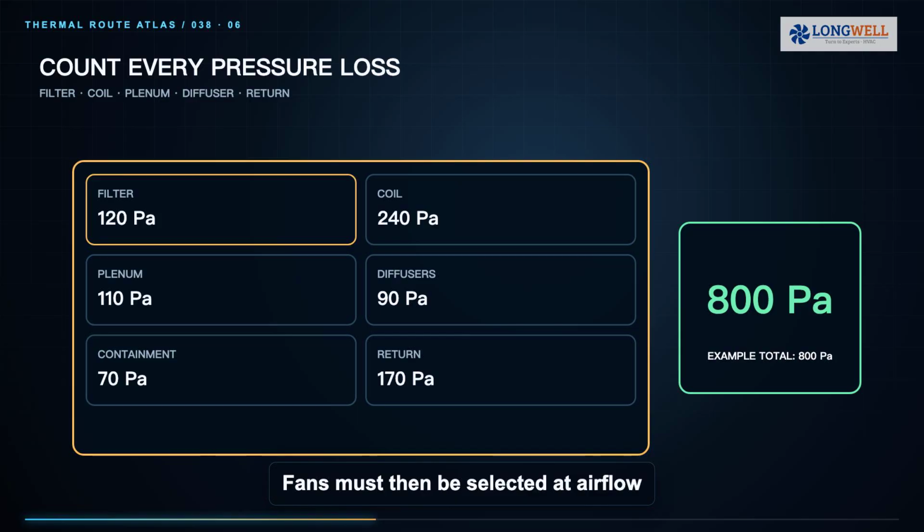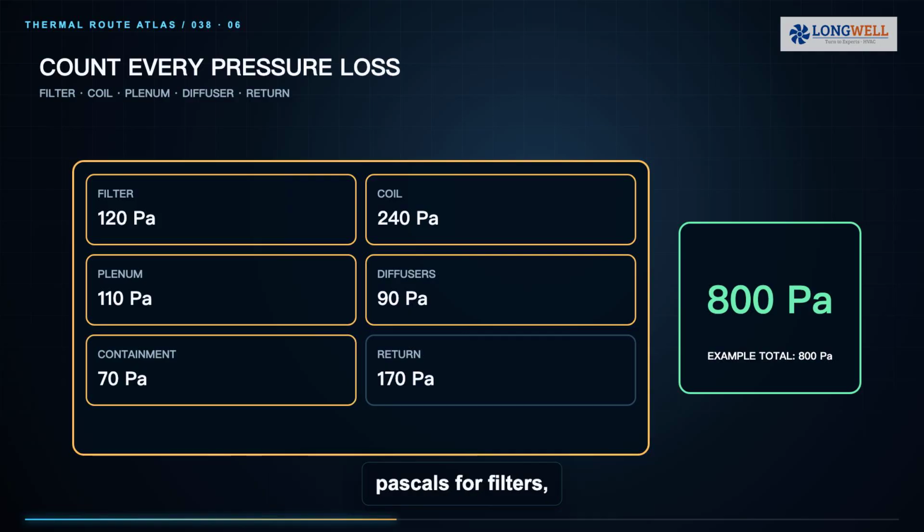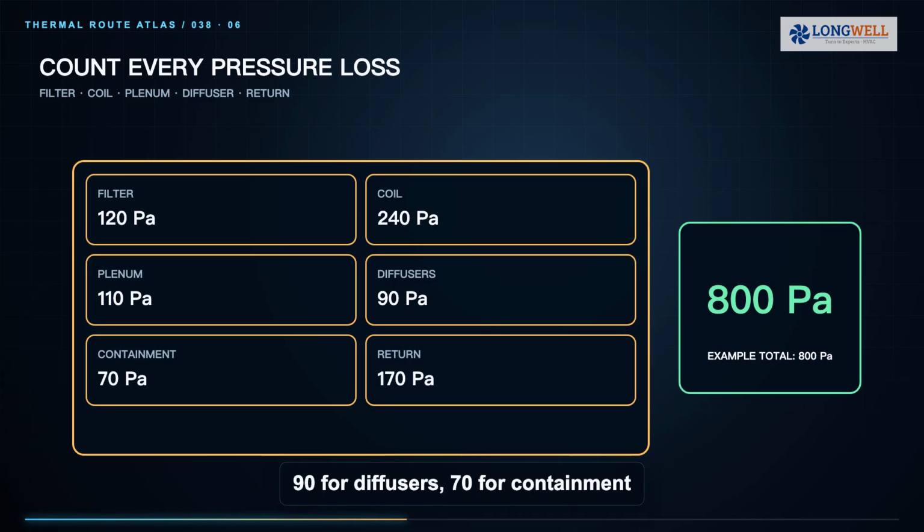Fans must then be selected at airflow and pressure together. Build a pressure ledger at the same design flow. This illustrative path includes 120 pascals for filters, 240 for the coil, 110 for the plenum, 90 for diffusers, 70 for containment and 170 for the return path, 800 pascals in total. Replace every example number with project data, and define clean, loaded and abnormal states. The actual fan/system intersection, not free air maximum flow, sets delivered airflow.